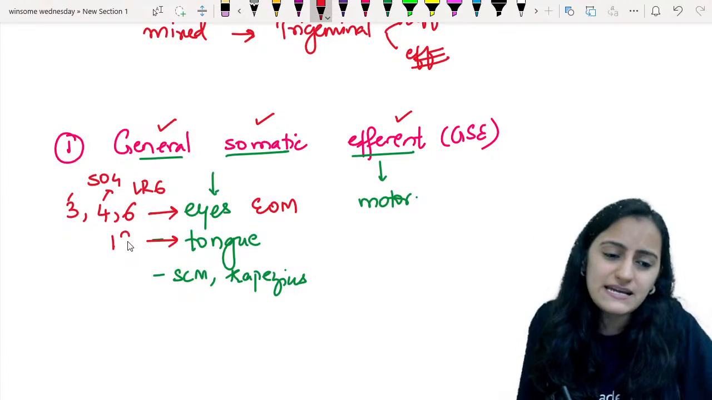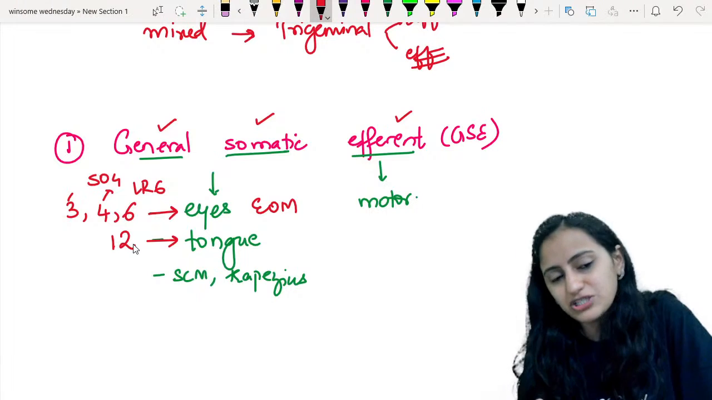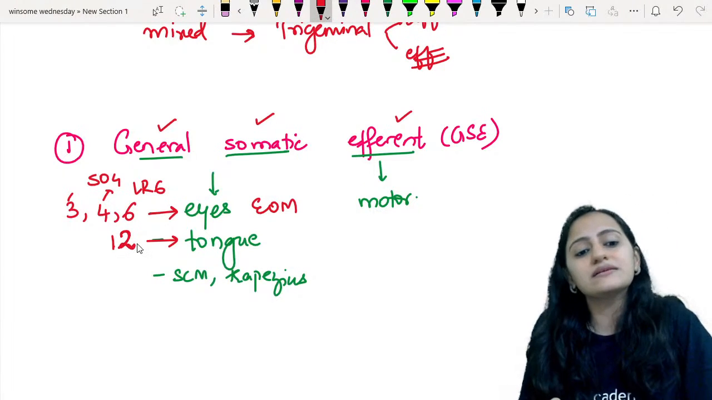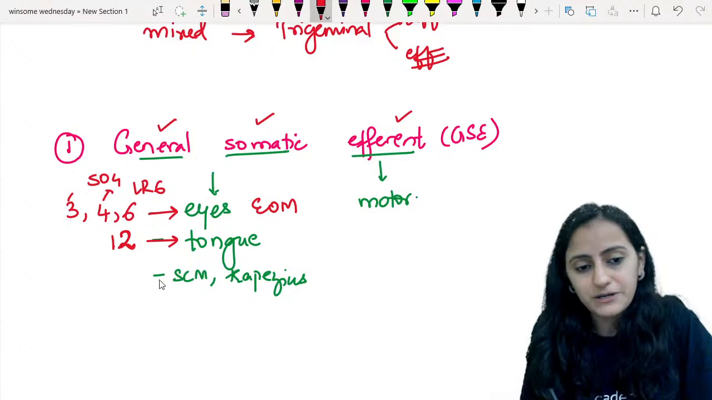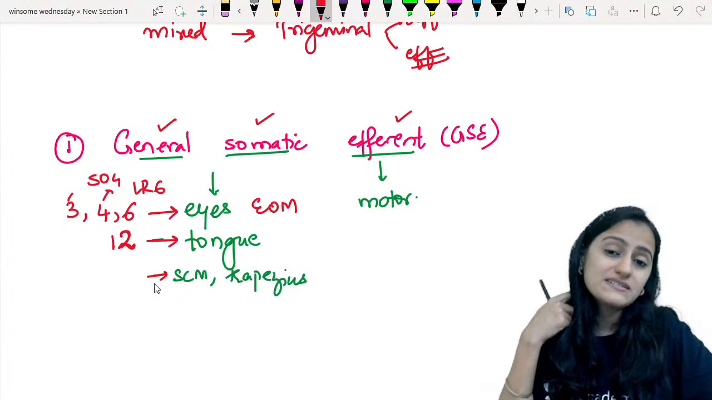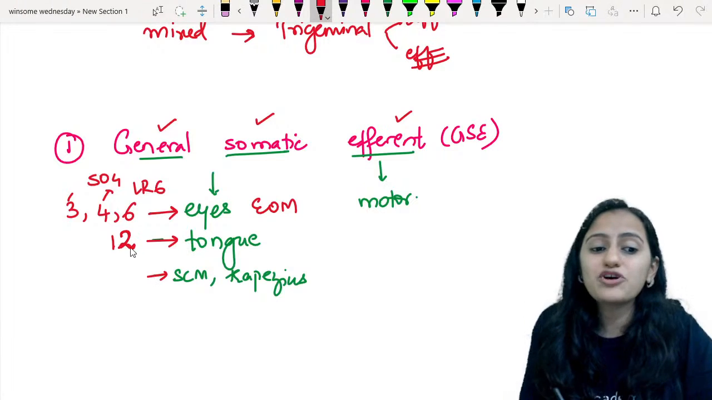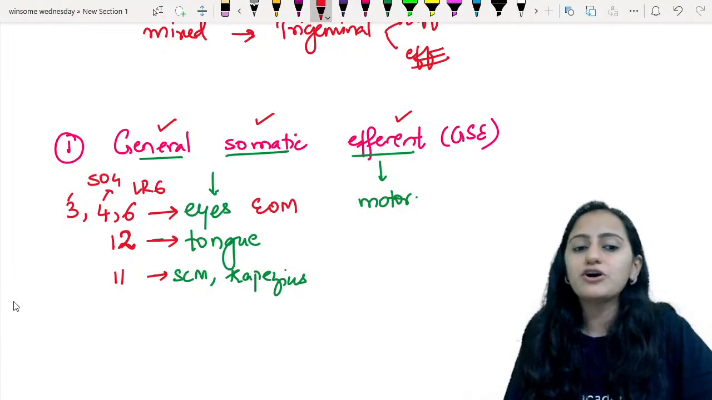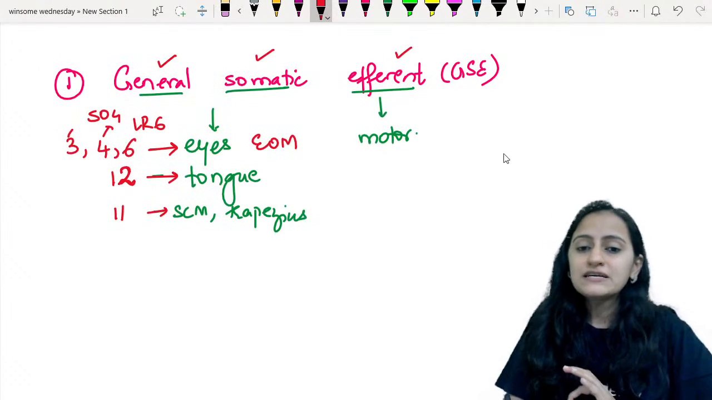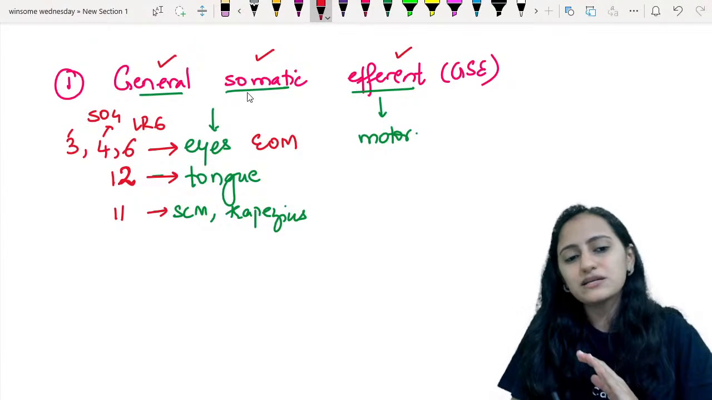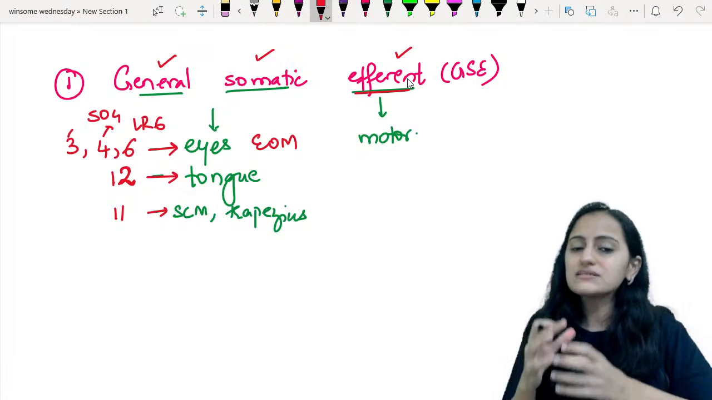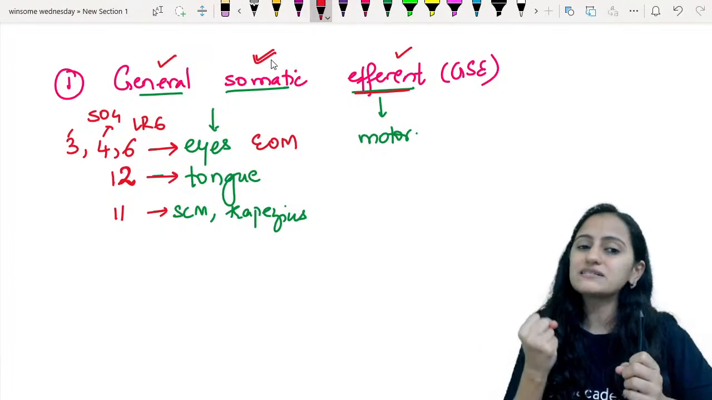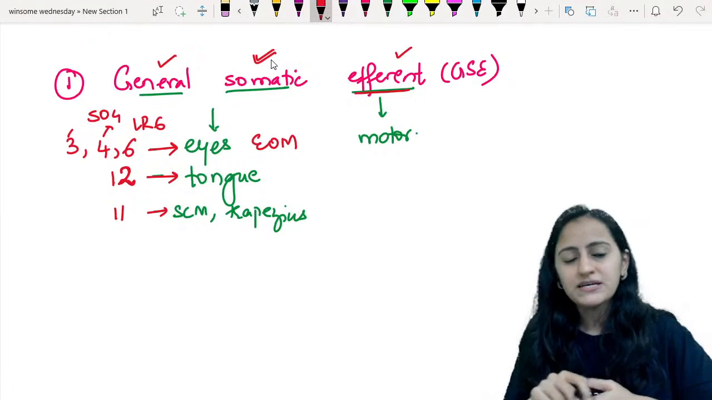Tongue muscles are supplied by your hypoglossal nerve, the majority of them except palatoglossus. So your 12th cranial nerve will come in the general somatic efferent. Sternocleidomastoid and trapezius, we saw yesterday in the neck triangles, are supplied by your accessory nerve. So your 11th cranial nerve will also come in your general somatic efferent. It is very easy to understand: efferent means motor, supplying the somatic muscles, that is, the muscles which are under our control.